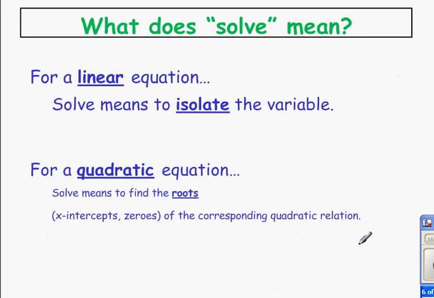Okay, so for linear equations, solve means to isolate the variable, right? So for example, if you have 2x equals 4, we know that x equals 2. So we just isolate the variable and it's solved. For quadratic equations, solving is a little more complicated. We have to find our roots, right? Or our x-intercepts, or zeros, whatever you want to call them. And we can do that by two methods. We can either factor or we can use the quadratic formula.